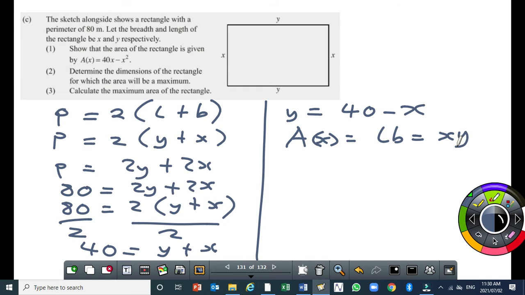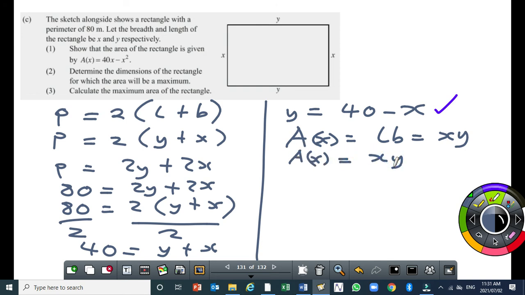Listen, boys and girls. The area of a rectangle is length times breadth. Our breadth here is x. Our length is y. What is x times y? xy. But this formula here, does it have y? No. So I created an equation that will eliminate y, and that equation is this one. You see that equation? I can use it to replace y by x. So my area in terms of x is going to be xy.